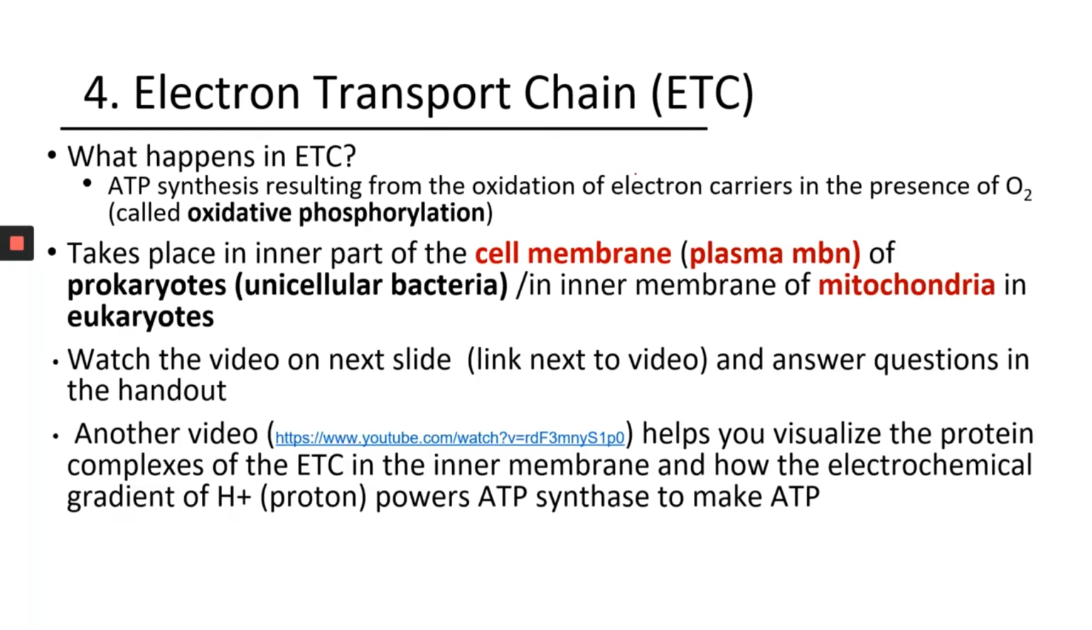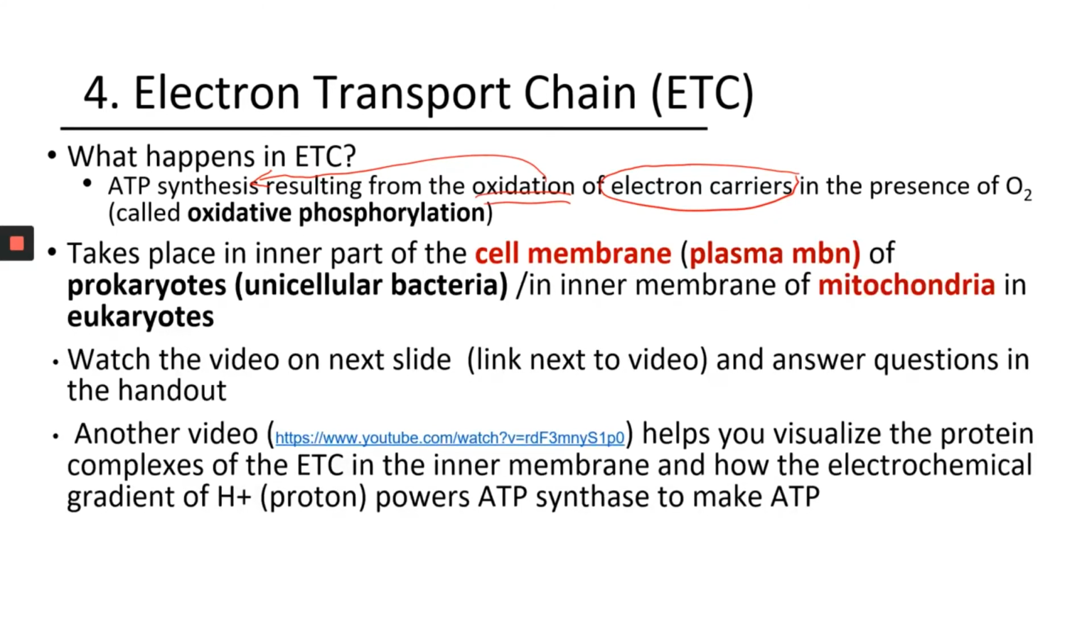Remember in the previous step, and also in pyruvate oxidation, we generate some electron carriers, right? The NADH and FADH2. So now those electron carriers will be oxidized, and they're going to lose the electrons that they carry. And that energy will be used to synthesize ATP. So that's why most of the ATP molecules are actually made in this last step.